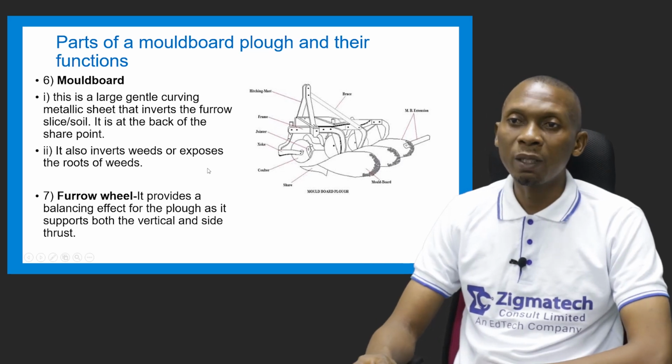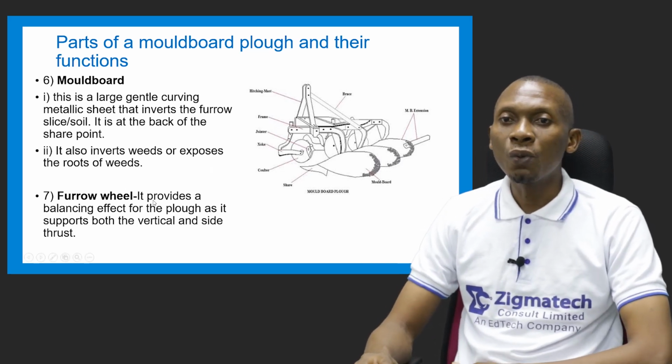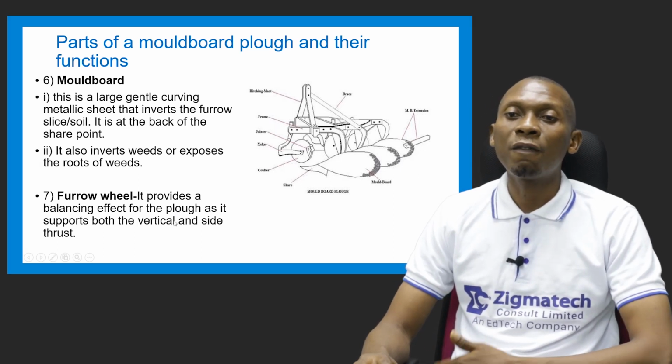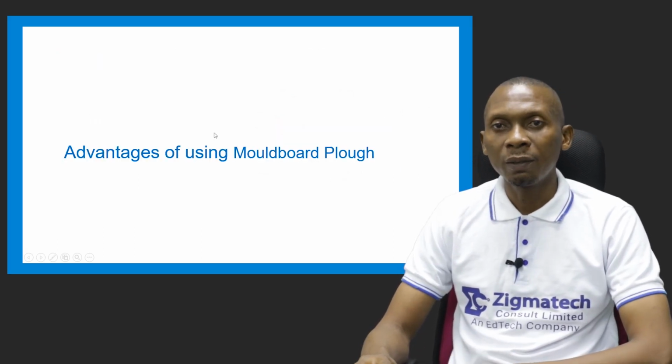We also have the furrow wheel. Now the furrow wheel provides a balancing effect for the plow as it supports both the vertical and side thrust.